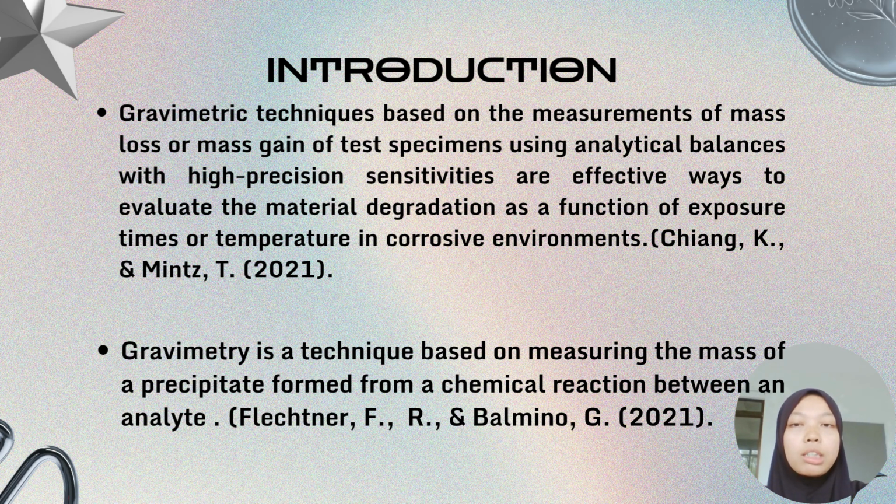Okay, so in the introduction, the gravimetry technique is based on the measurement of mass loss or mass gain of a test specimen using an analytical balance with high precision and sensitivity. It is an effective way to evaluate material degradation as a function of exposure time or temperature in corrosive environments.